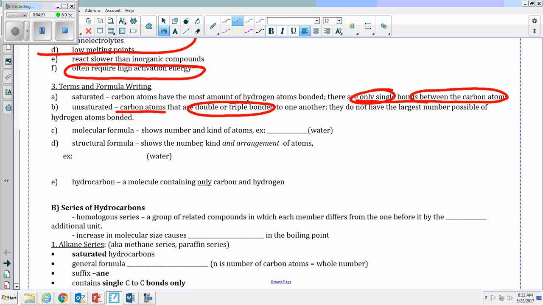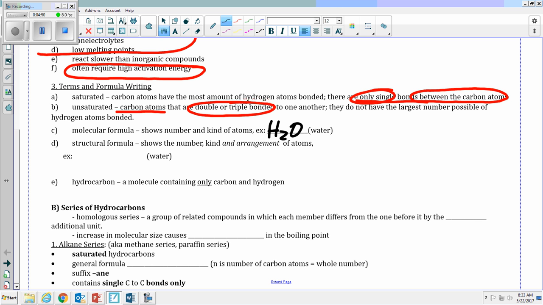We also will introduce a new type of formula. So far you have seen an empirical formula, which gives you the lowest whole number ratio between the atoms or ions involved, and then you saw a molecular formula which shows you the exact number and kind of atoms. And for water, that is H2O. It shows you how many hydrogen atoms there are in a water molecule and how many oxygen atoms.